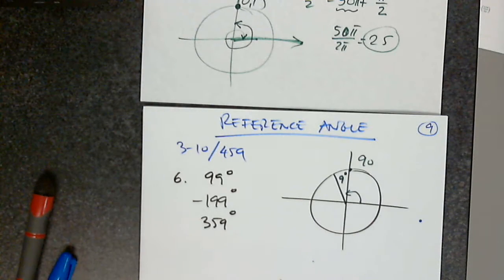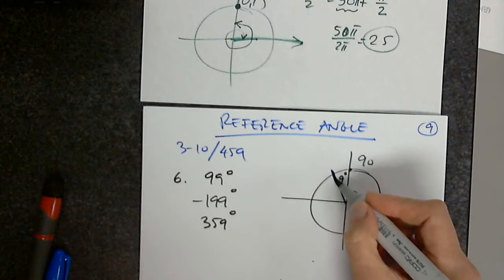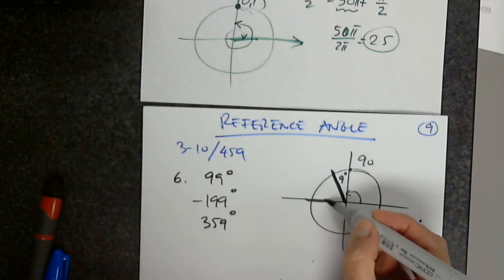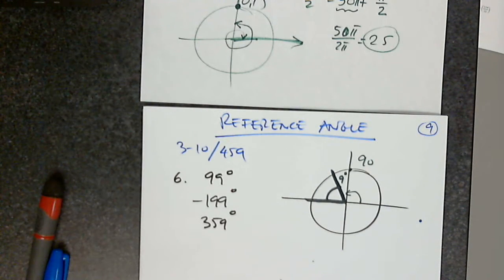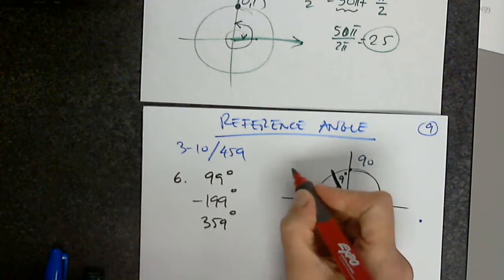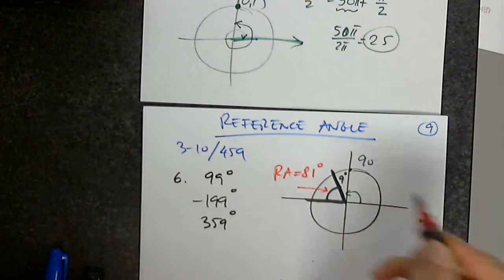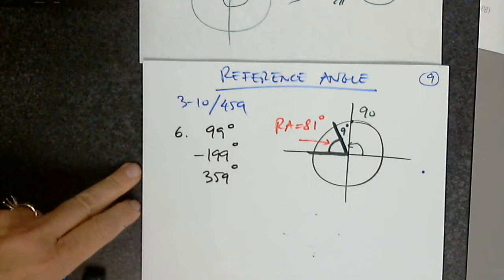And where is the reference angle? The reference angle is between the terminal side of this angle and the x-axis, because it has to be an angle less than 90 degrees, and it cannot be formed with the y-axis. It must be with the x-axis. Good. So can anyone tell us how much is the RA, reference angle? 81. RA equals 81 degrees. From 90 degrees, you subtracted 9 to get 81. Very good. Is this clear, everyone?